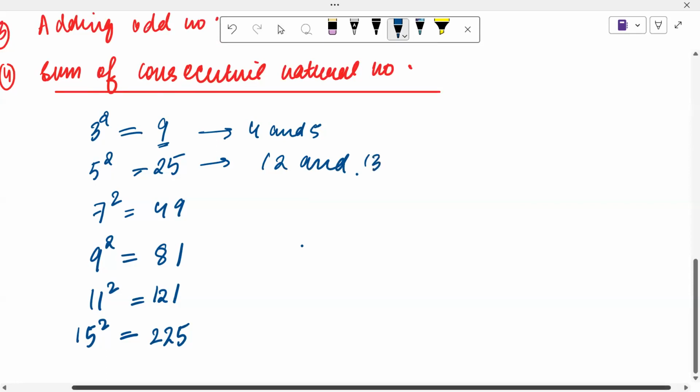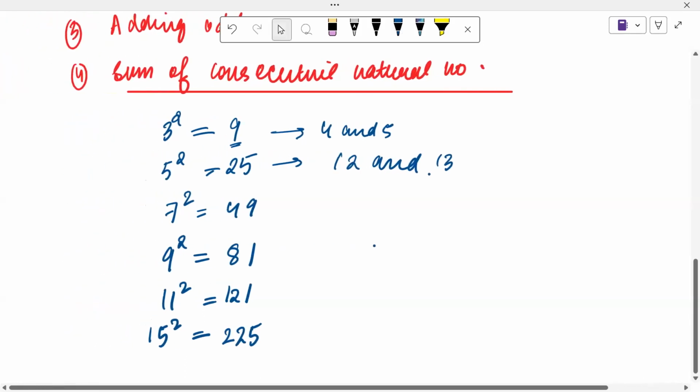See, on adding 12 and 13, I get 25. And 12 and 13 are natural consecutive numbers, and 25 is actually the square of an odd number. That means if I am squaring any odd number, the answer can be expressed as the sum of two consecutive numbers. Now the question comes that please find these numbers.